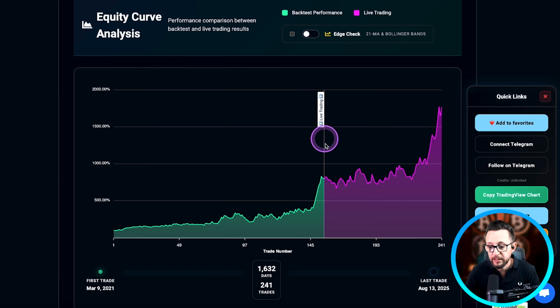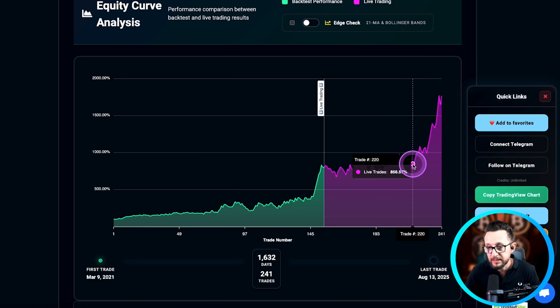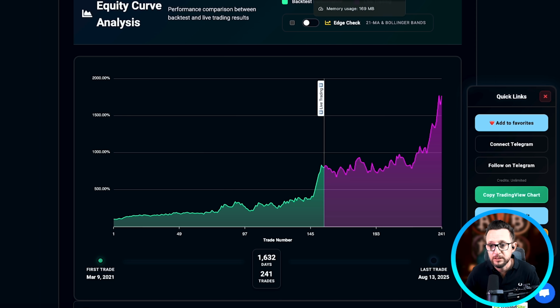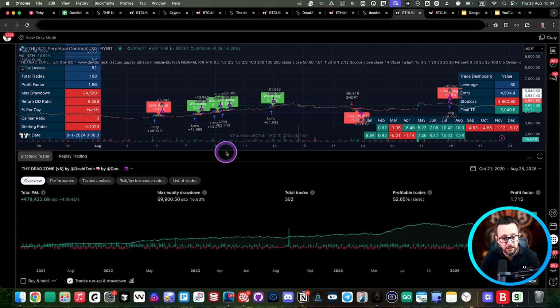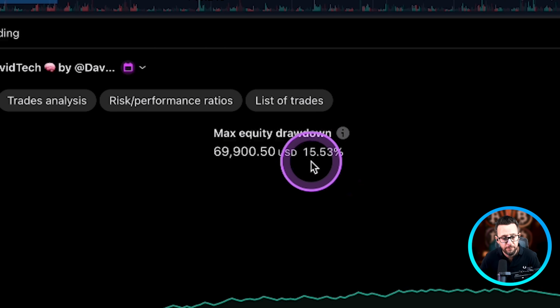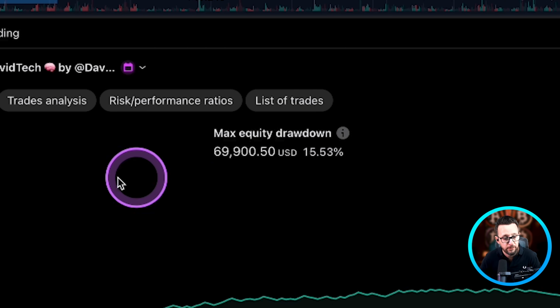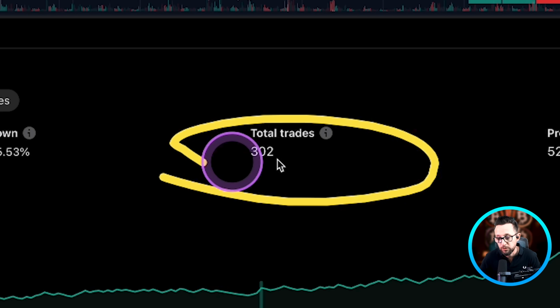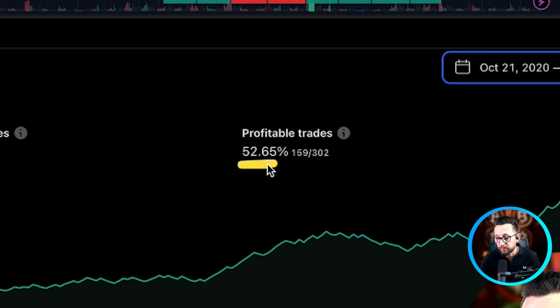If we look at the live trading, as you can see, the live trading looks as impressive as the backtesting results. So very, very happy with this one here. Let's have a look at the 30-minute time frame as well. We had a lot less drawdown on the 30-minute time frame with 15% max drawdown. But we also had a lot less profit with 479%. We had 302 closed trades and a win rate of 52%.